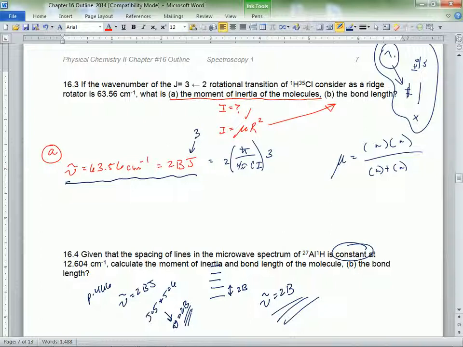Just pick 2 adjacent J's and subtract them to get the energy difference between the two states. You always get 2b. So this question is handled exactly the same. It's just at the beginning you got to figure this out and realize that it's constant spacing. So my wave number is 2b. And then you do the exact same thing you did before. Okay.